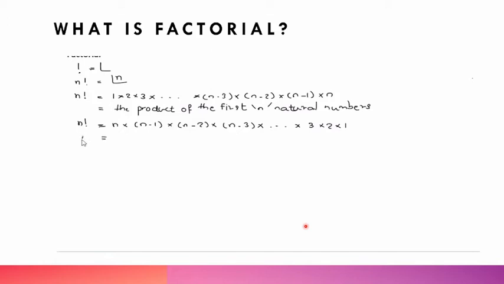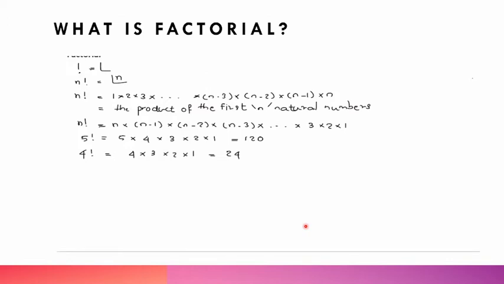Let's see 5 factorial. 5 factorial equals 5 times 4 times 3 times 2 times 1. The result is 120. Then 4 factorial: 4 times 3 times 2 times 1. The result is 24.